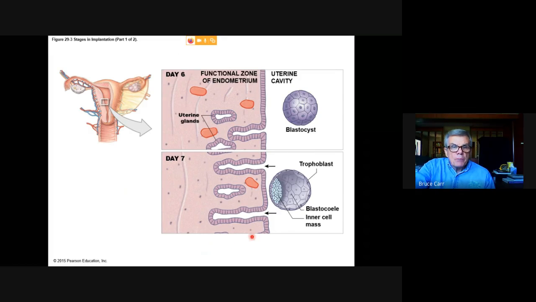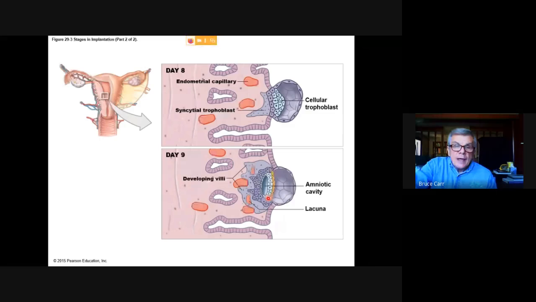implantation. This is the approach. It's occurring here in the wall of the uterus somewhere. You can see this approach, the uterine glands that are keeping this moist and full of the right fluids. And the blastocele approaches and contacts and immediately begins proliferating. Basically, this trophoblast and these developing strands called villi are anchoring the blastocyst to the lining of the uterus, the endometrium. We see the development of an amniotic cavity.